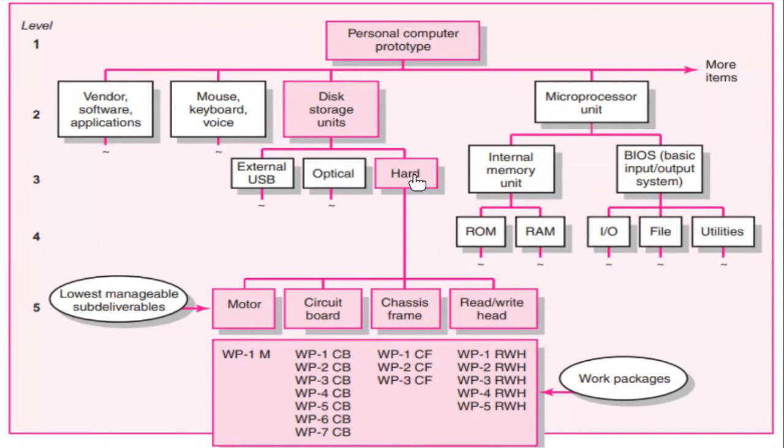Well, look at the hard drive. The hard drive is further broken down all the way down to level 5, because at this stage you cannot determine the cost for your hard drive. So you still have to further break it down, and you go all the way down to a level 5, because here it needs a motor, it needs a circuit board, it needs a chassis frame, and it needs a read-write head.